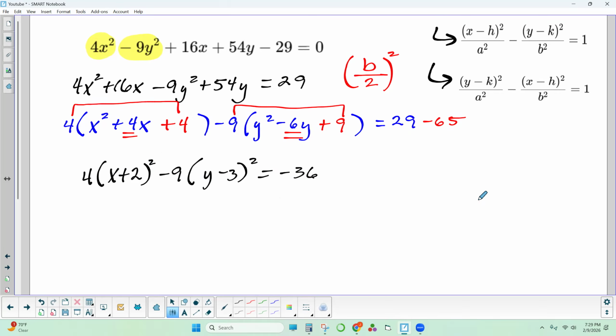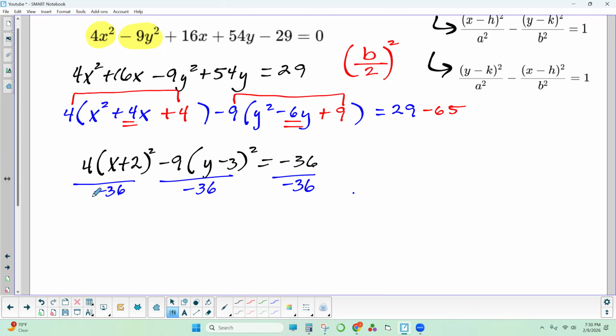All right, so we're getting close. Now, we need a 1 on the right side of the equation. So what we have to do is divide both sides by negative 36, which will give us a 1 here on the right. I can see what's going to happen when I divide: it's going to switch the signs of my terms, which is fine. But just remember that you want to put the positive term first in your standard form of a hyperbola. So we're going to make sure and do that.